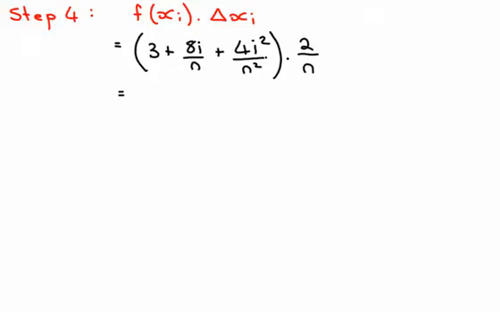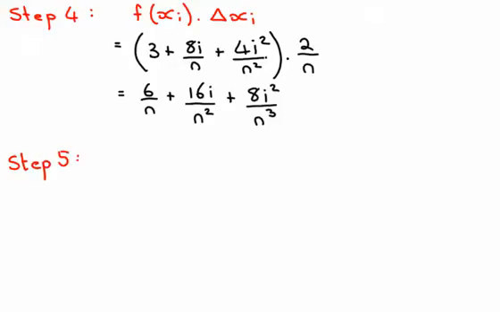Let's just times that out. 3 times 2 over n is 6 over n, plus 8i over n times 2 over n is 16i over n squared, plus 4i squared over n squared times 2 over n is 8i squared over n cubed. Cool, so we've timesed. Now we're going to look at our next step, step 5.